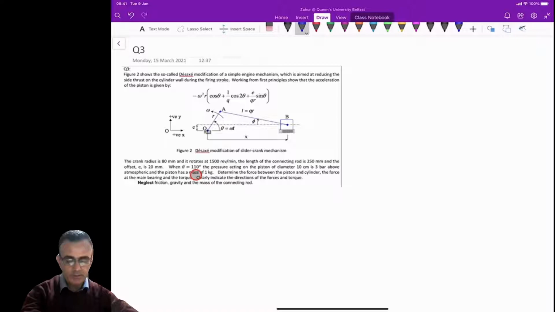When theta is equal to 110 degrees, the pressure acting on the piston, of diameter 10 centimeter, is 3 bar above atmospheric, and the piston has a mass of 1 kilogram. So determine the forces between the piston and cylinder, the forces at the main bearing, and the torque, and clearly indicate the direction of the forces and the torque. Neglect friction, gravity, and the mass of the connecting rod.